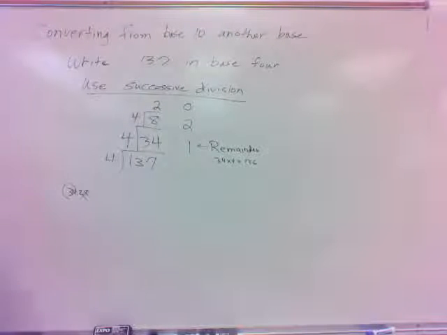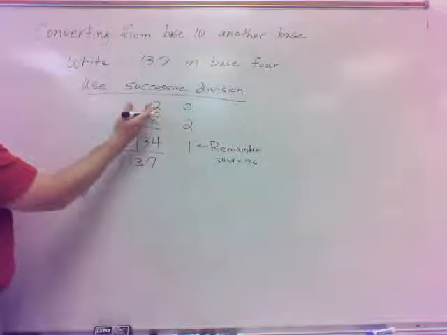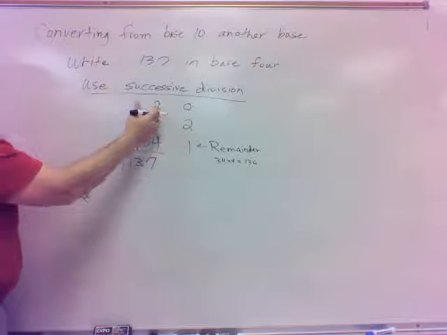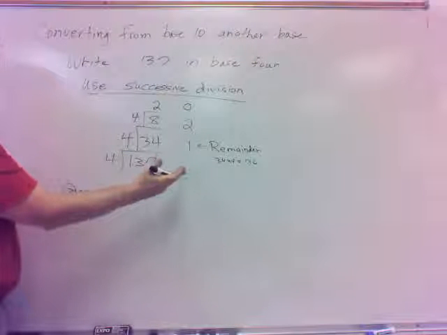All right? Now, I've reached a point. Can I divide by 4 anymore? No, because 2 is smaller than 4. I can't divide by 4 and get a whole number anymore. So I'm pretty much done with that part of the process.